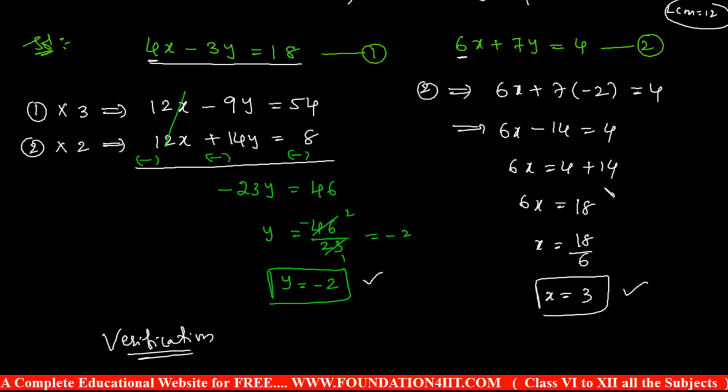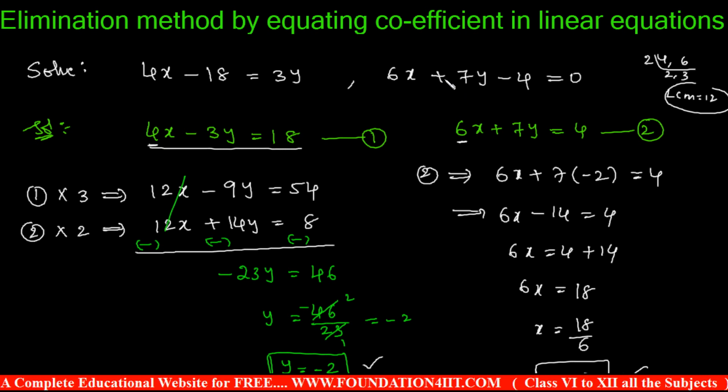So this is the elimination method by equating coefficients. We should equate the coefficients, then by subtracting, we can eliminate one variable. If we eliminate the x value, we get the y value. If we eliminate y, we get the x value first. Substitute in another equation, any one of the equations, then we'll get the other variable. This is one of the methods in system of linear equations.